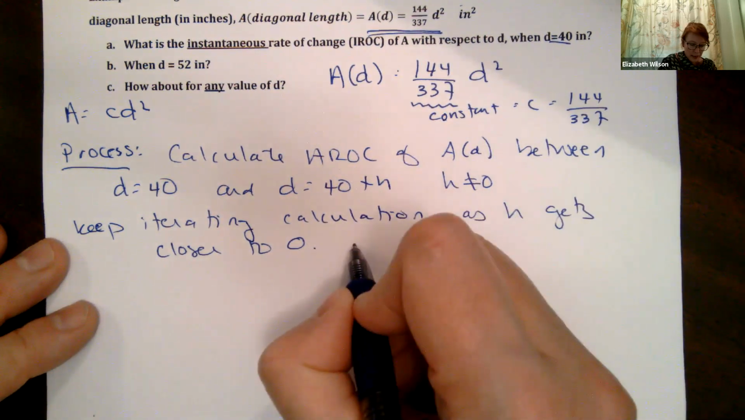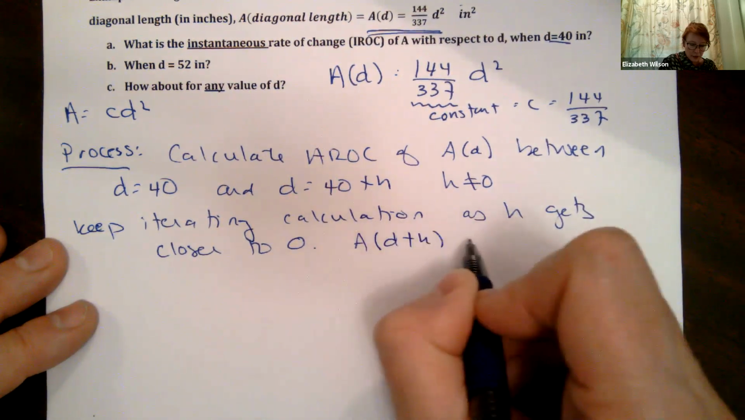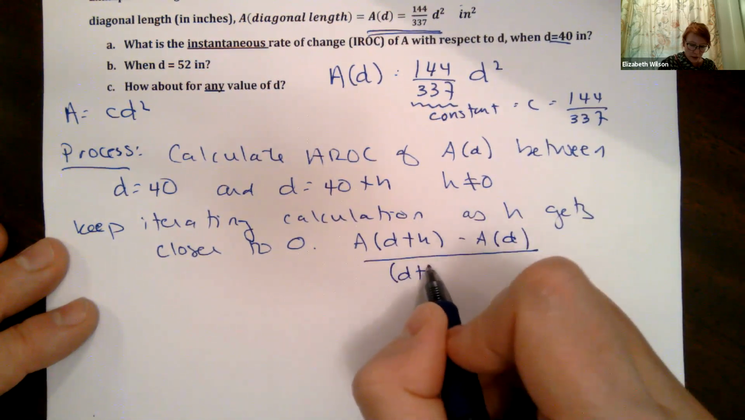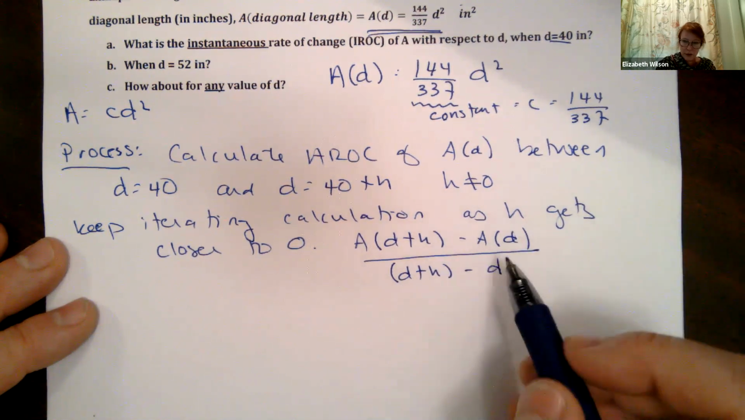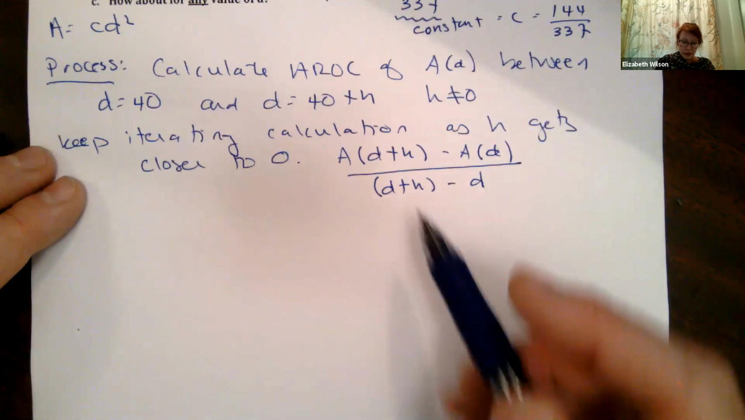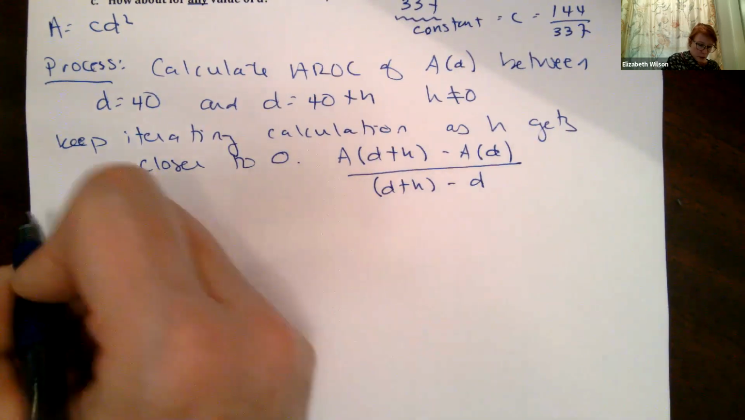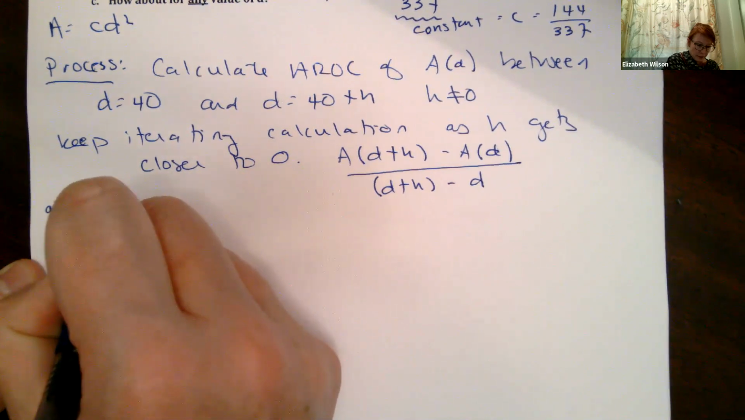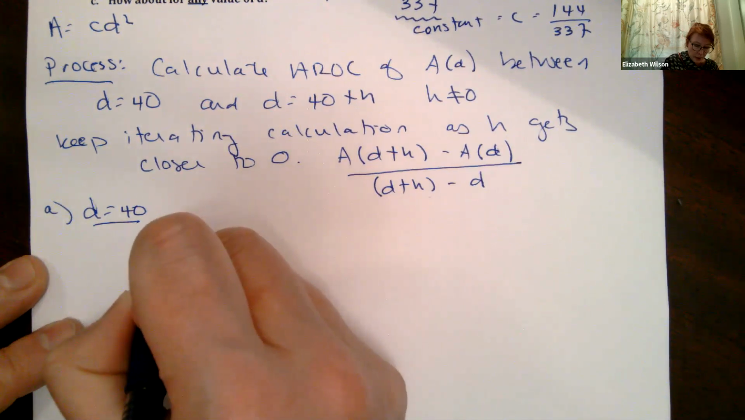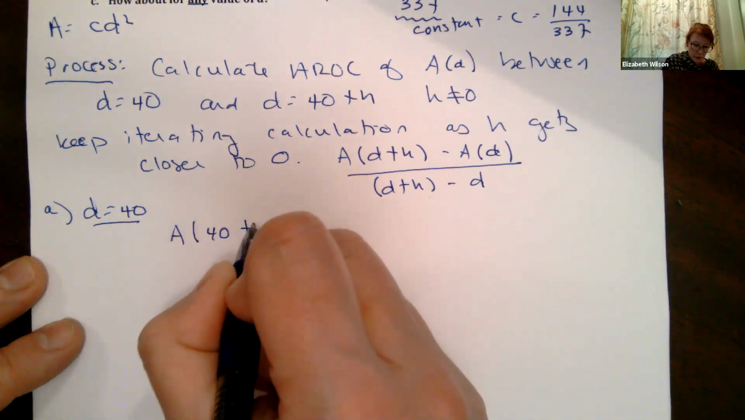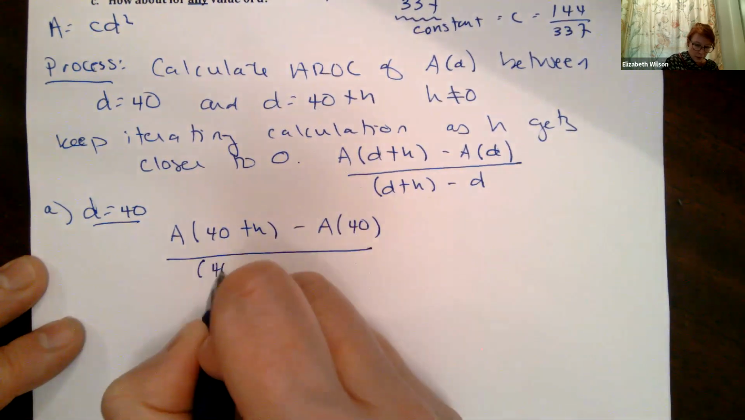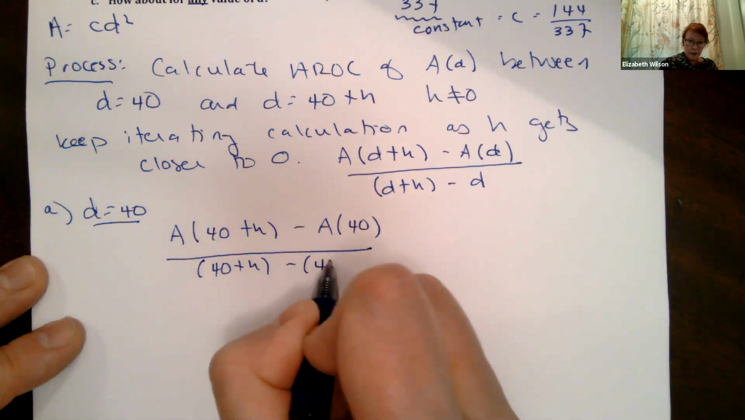So we're going to be looking at A of d plus h minus A of d, all over d plus h minus d. This is the slope of our secant line, that formula. Okay, so let's think about it. When d is equal to 40, this is part A. So I'm going to put 40 in here. So I'm going to look at A of 40 plus h minus A of 40, all over 40 plus h minus 40.